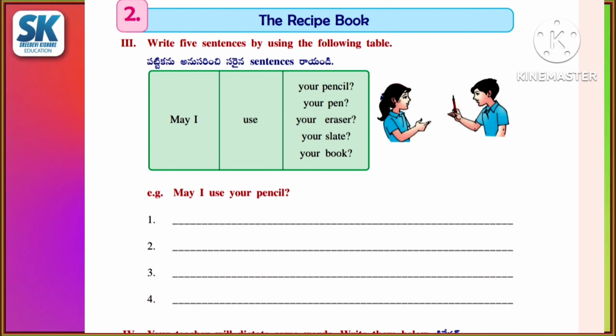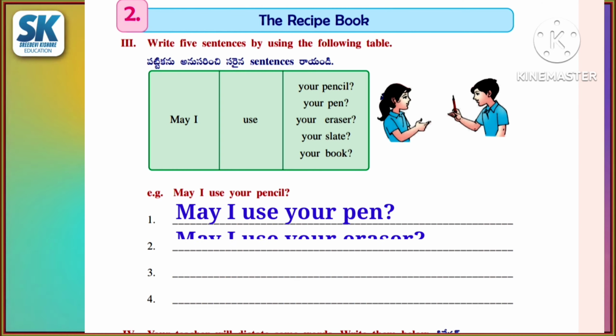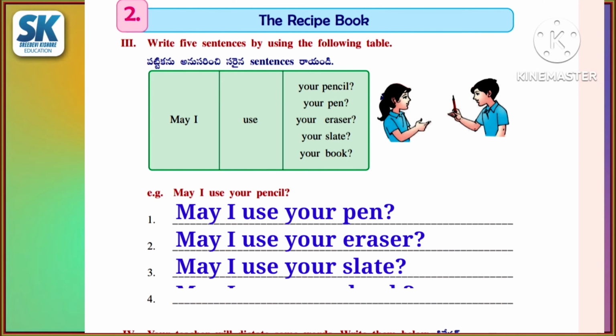Write 5 sentences by using the following table. Example, may I use your pencil? First one, may I use your pen? Second one, may I use your eraser? Third one, may I use your slate? Fourth one, may I use your book?